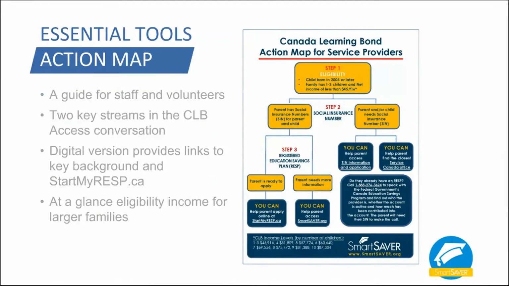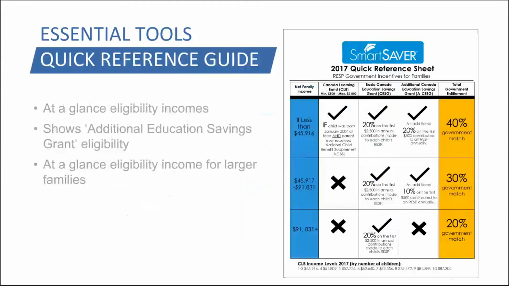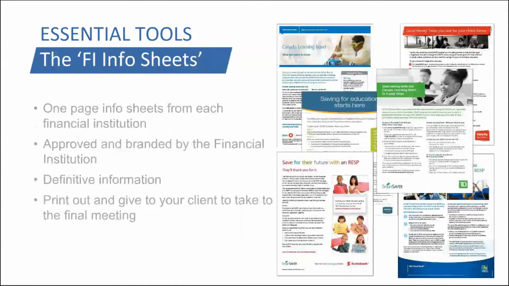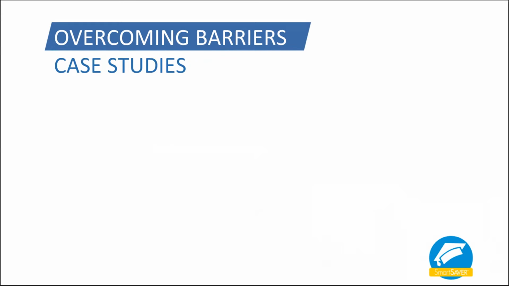So we looked at the essential tools, we looked at the action map, we looked at the quick reference guide, and we looked at the FI info sheets as well. Now, typically, in a live situation, we would talk about barriers that people run into when they're working with families, talking to them about RESPs, talking to them about opening RESPs, accessing the Canada Learning Bond.